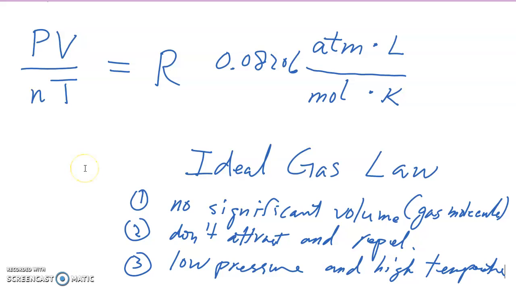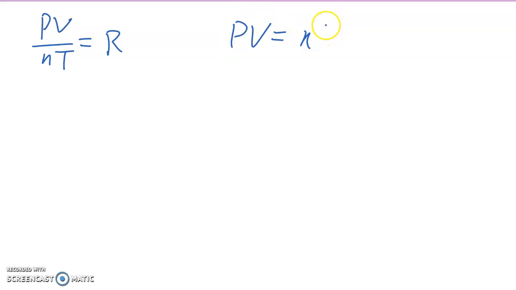Okay, let's try to do an example by using this ideal gas law. The gas law can be written in different ways. This is what you just saw, or you can say that PV is equal to nRT. Just move the n and T to the other side. Okay, let's try this exercise.